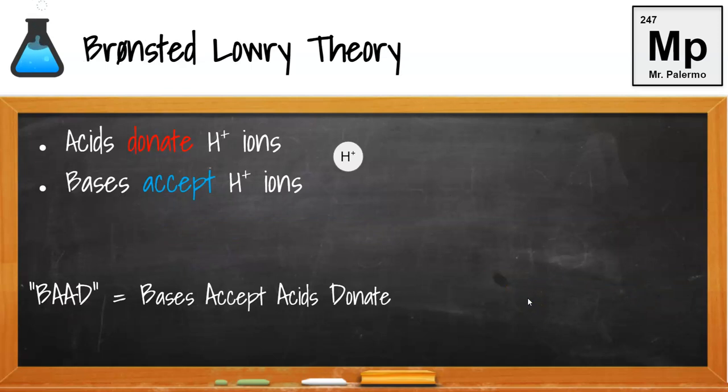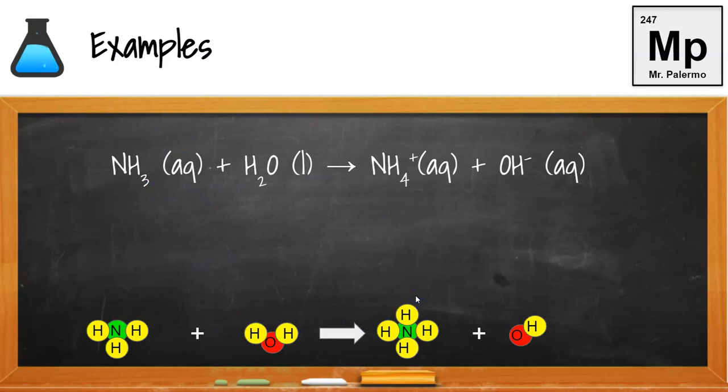According to this alternate theory, we define acids as a substance that donates an H+ ion, and bases accept the H+ ion. We can remember that using the acronym BAD, where bases accept the H+ and acids donate. Let's see what that looks like. Here's an example between an acid and a base. I'm including the NH3 here, which we now know is defined as a base.